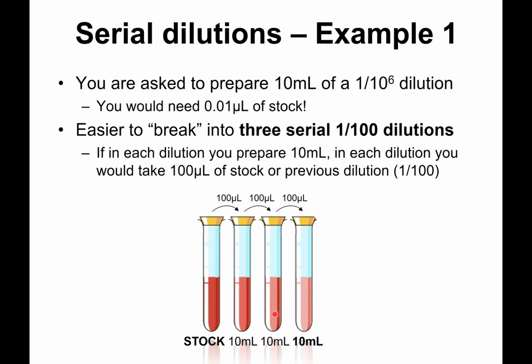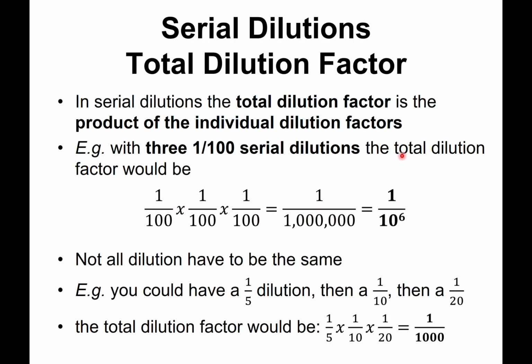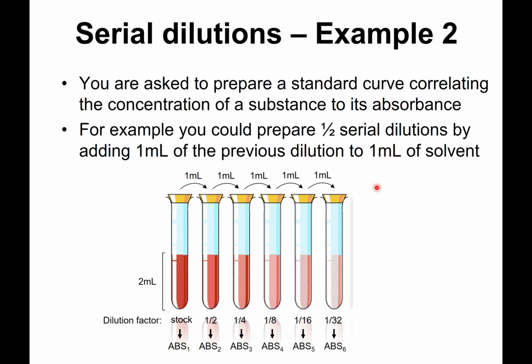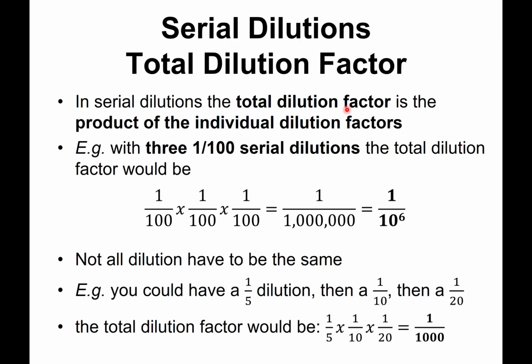For example, here, you were doing 3 dilutions of 1 in 100, 1 in 100 here, 1 in 100, and 1 in 100. The total dilution factor will be 1 in a million, exactly what you were trying to achieve doing this serial dilution, right? And you can plan it. Now, you can plan it even with different dilution factors. They don't need to be the same in every step.